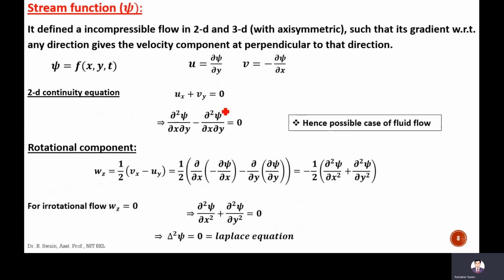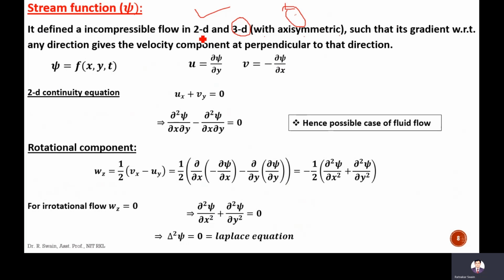Next is the stream function psi. It is defined for incompressible flow in 2D and 3D with axis symmetry. Usually it is in 2D. In 3D, axis symmetric means the flow is rotating about a common axis, a symmetric axis. The axis about which it is rotating is symmetric. That's why it's called axis symmetric.